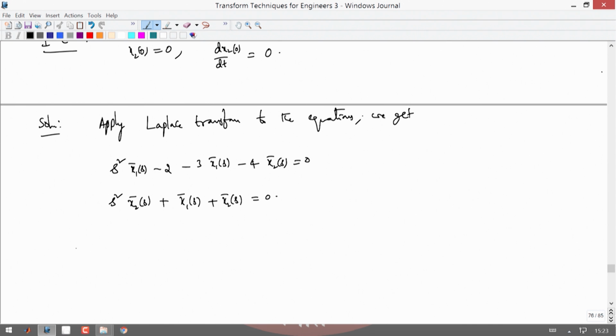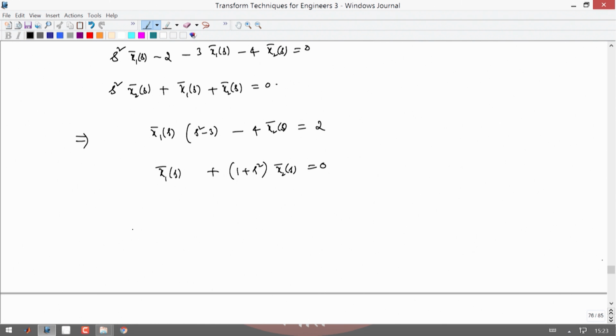So, if you write them together, as unknowns, x1 bar of s is s square minus 3, and then x2 bar is 4 times x2 bar of s, which is equal to 2, and here x1 bar of s plus 1 plus s square times x2 bar of s, which is equal to 0. So, you can get your x1 bar of s as a determinant of this one, which is s square minus 3 minus 4 1 plus s square.